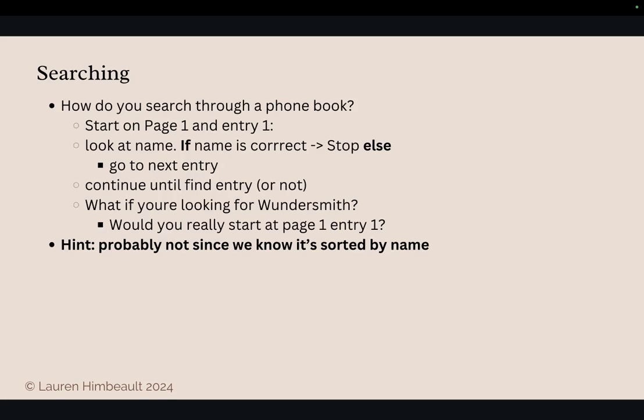But if you're looking for the last name Wondersmith, with a W, of course, it makes no sense to start on page 1, entry 1. You already know it definitely won't be there. You may not be able to pick exactly where it's going to be, but you know it's not going to be on that first page. There's a good chance it's somewhere in the second half of your phone book, right? So since we know it's going to be sorted by last name, that just doesn't make any sense.